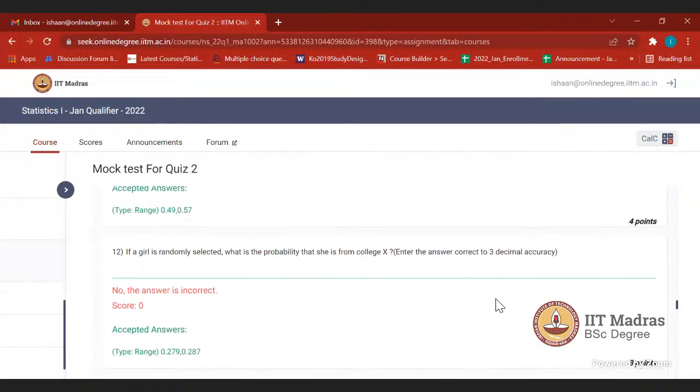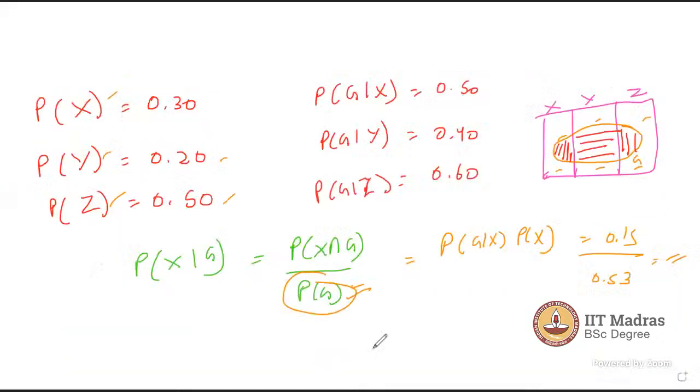Okay, any doubt to question number 12? Anyone? No, sir. Can we go to 13th? Sir, I had a doubt in question number 12. I actually calculated and got the answer, but I think it's probably the wrong method. How did you approach it? Sir, I calculated P of X given G, a girl is selected. That's what you have to find, right? Yes, sir, I did that. But I am not able to find where I have written it. I think it's probably not the right thing.